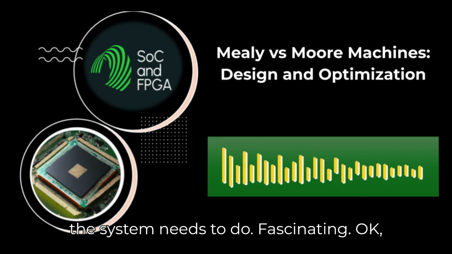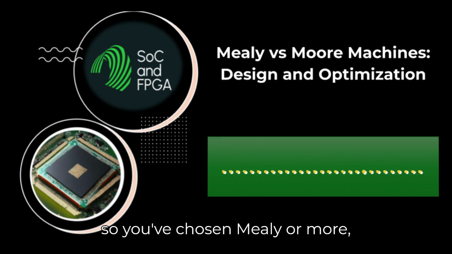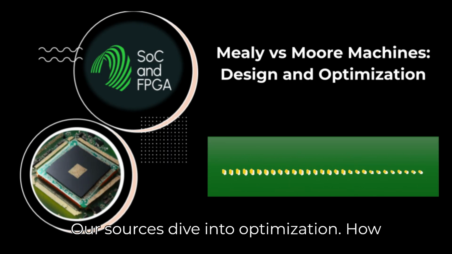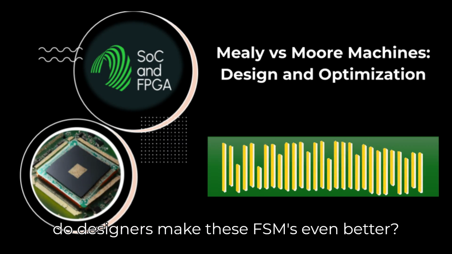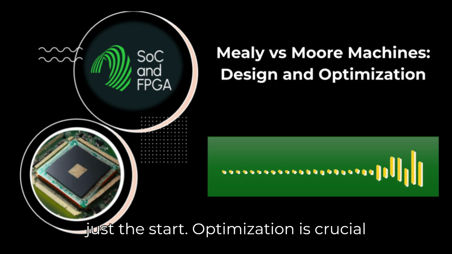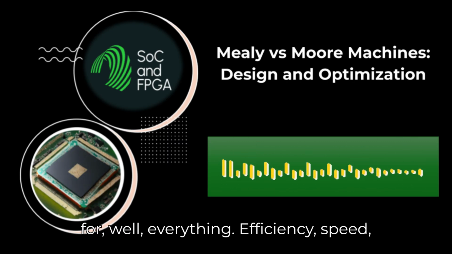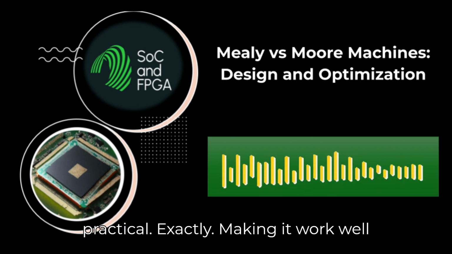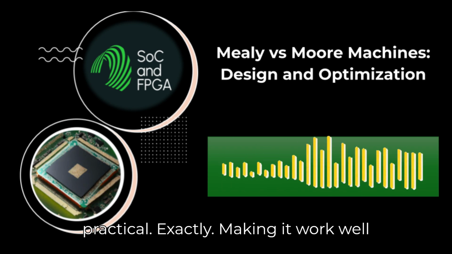Fascinating. Okay, so you've chosen Mealy or Moore. But the story doesn't end there, right? Our sources dive into optimization. How do designers make these FSMs even better? Right. The initial architecture choice is just the start. Optimization is crucial for, well, everything. Efficiency, speed, power consumption, cost. Making it practical. Exactly. Making it work well in the real world.